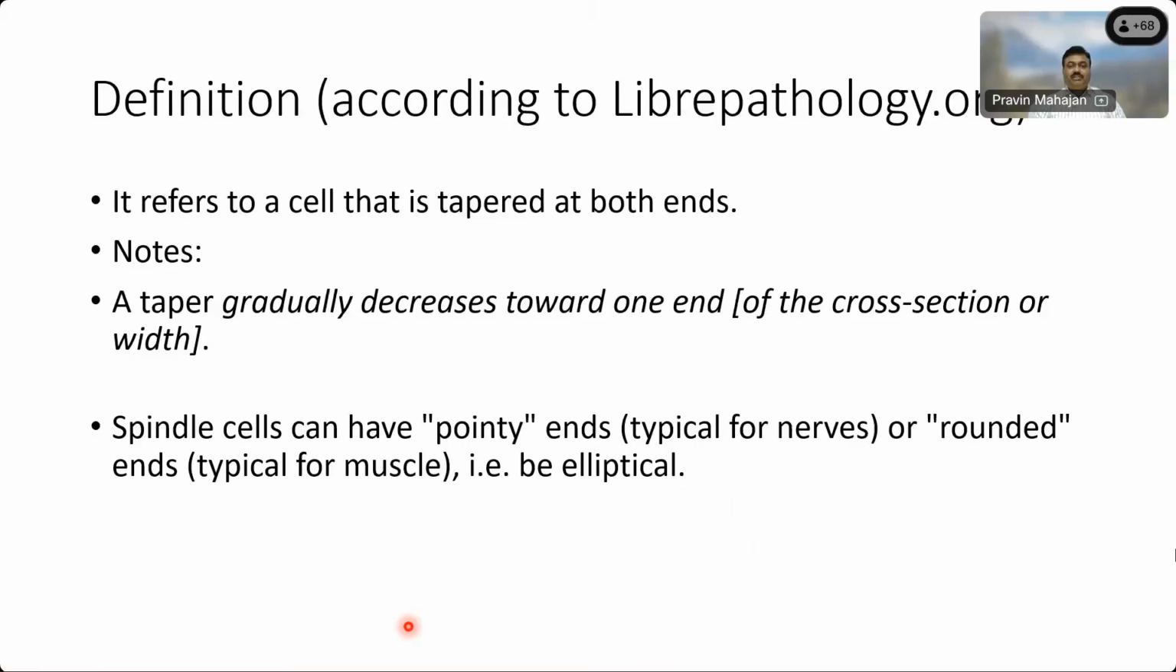There is a definition according to LibrePathology.org. That's a site where you can search for many things. There it says that a spindle cell is a cell that is tapered at both ends. And a taper means it gradually decreases towards one end, which can be seen in the cross section. So spindle cells can have pointy ends, typical for nerves, and can have rounded ends, something like you see in a muscle or a smooth muscle cell, which is a common example of what we see as a spindle cell.